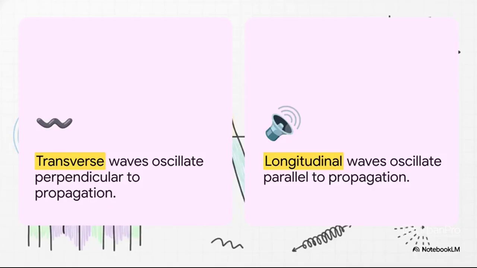First, you've got transverse waves. This is like flicking a heavy rope or how light travels through space. The particles oscillate perpendicular to the direction the energy is moving. So they create these distinct high points, which we call crests, and low points, called troughs.